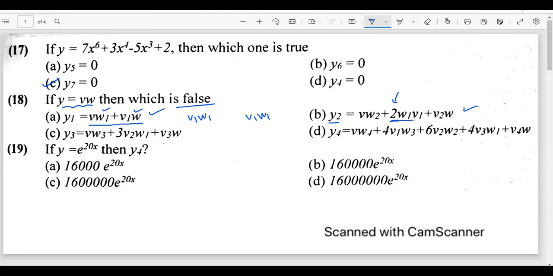Now C is wrong. Imagine that you have three terms here and you need to differentiate it. So what do you think?